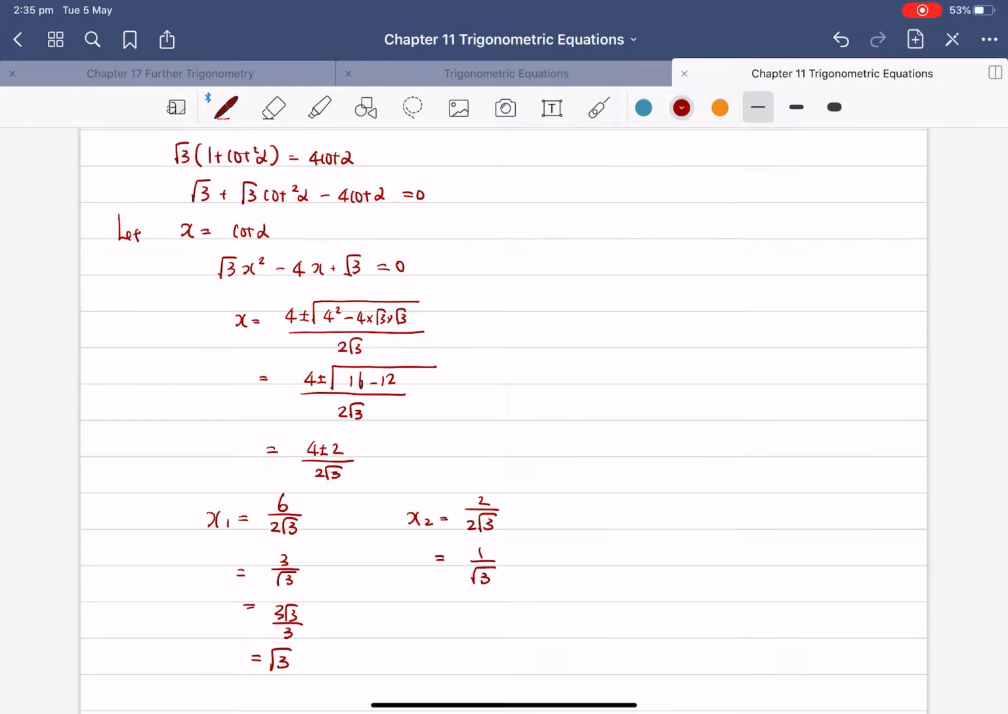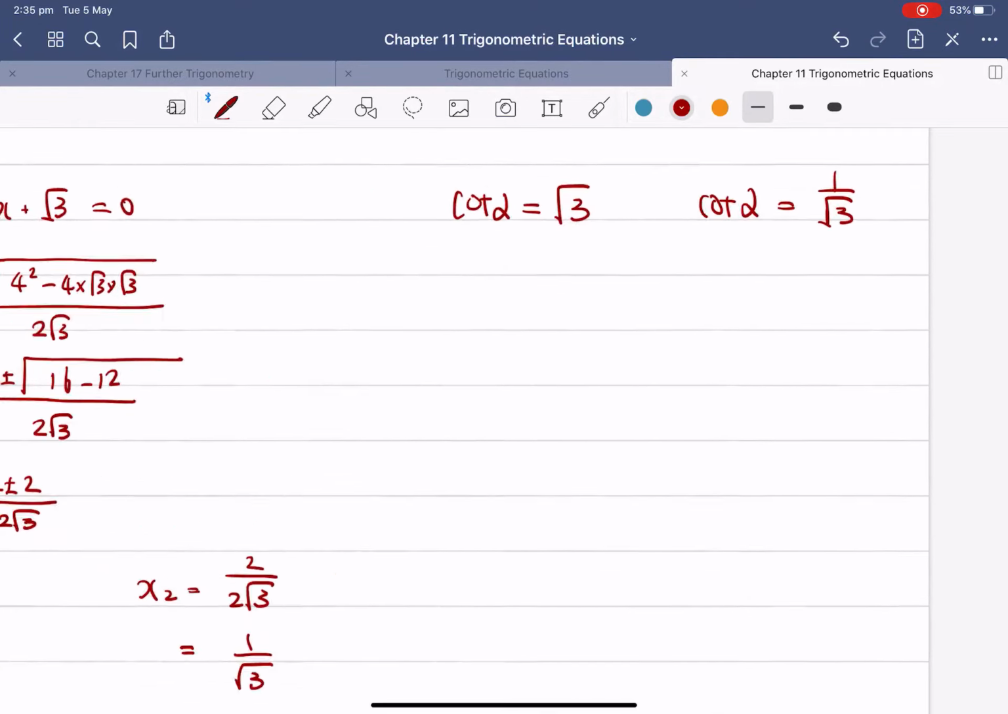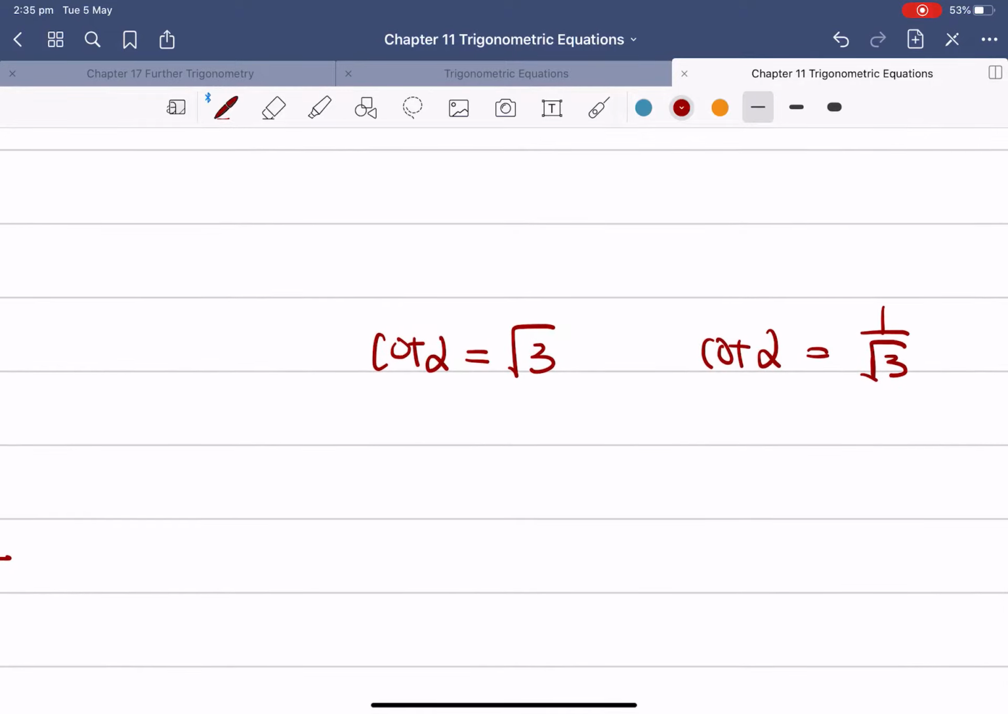Once we get to that point, we can just rewrite this. Cotangent alpha is equal to root 3, and cotangent alpha is equal to 1 over root 3. Now we just need to solve these two. Again, cotangent alpha is hard to solve, so how about we change it into tangent alpha? It's just the reciprocal of that number. So we change cotangent alpha to tangent alpha, and that becomes the reciprocal again. Now we can start to solve this.